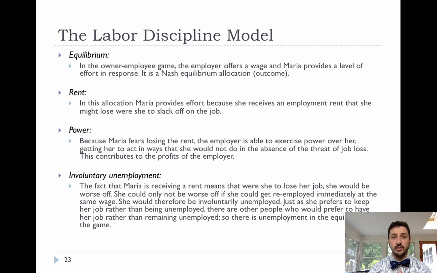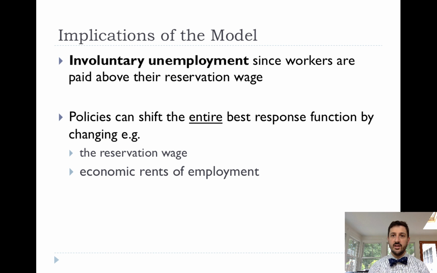You can look it up in chapter 4 if you want to, but it's not going to be too important in this class. There's some rent that both Maria and the employer are getting, right? Otherwise, they wouldn't be willing to make that employer-employee match. And there's some level of power because the employer is able to fire the worker if she doesn't do a good job, right? So the idea is that there's going to be some involuntary unemployment for people who lose their jobs. They would rather have the job than not have the job. And that involuntary unemployment is because workers are paid above their reservation wage.